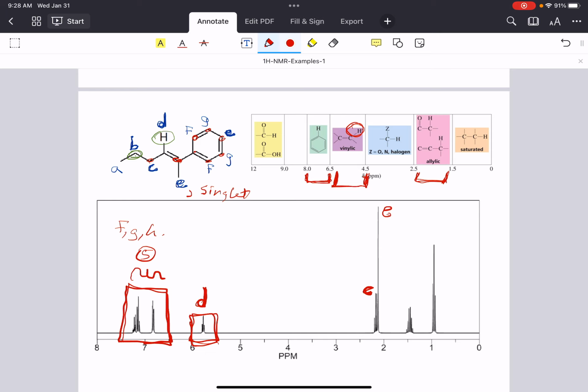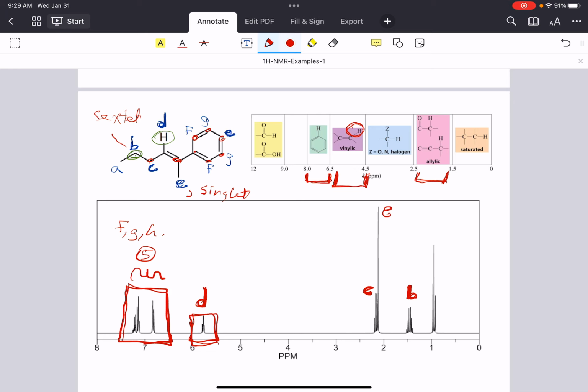The remaining ones that we have to look at are B and A. B should be highly split. I get 1 signal for B plus 3 neighbors on the left and 2 neighbors on the right. So that's going to be 5 neighbors. I would expect that to be a sextet. The only sextet that we have in the series is going to be B here.